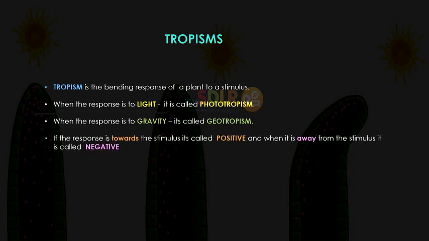When the response is towards the stimulus, we call it positive tropism, and when the response is away from the stimulus, we refer to it as negative tropism.